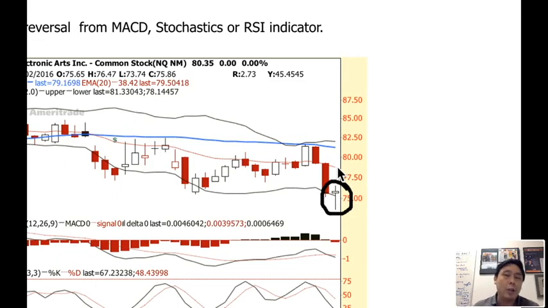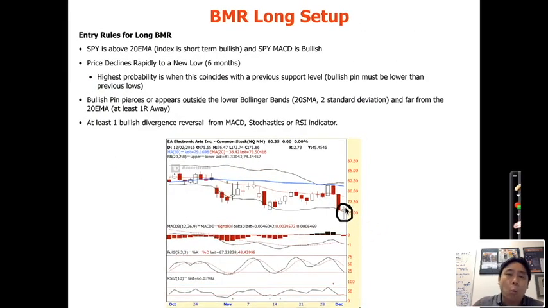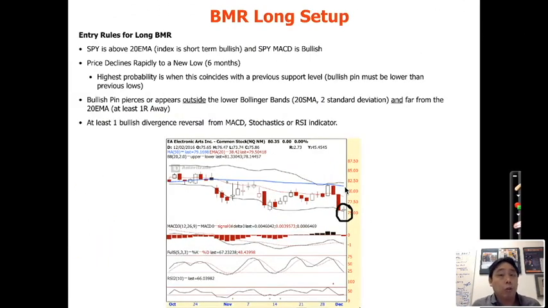Well, the rule of thumb is that when you enter the trade, you must get at least 1R in profit before hitting the 20 EMA, and at least 2R in profit and hit your target price before hitting the 50 moving average. That's a rule of thumb.